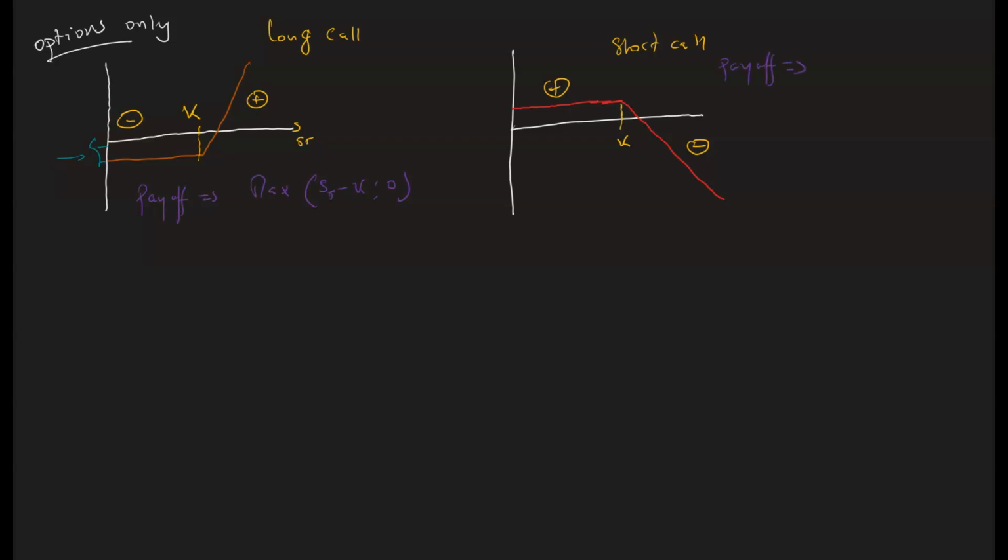Now, the payoff of the short call is going to be minus what we have for the long call. So it's going to be minus the maximum of the stock price minus the strike price and 0. That is our payoff for the short call. Now, we also have the puts. And so for our put, this is what we're going to have.